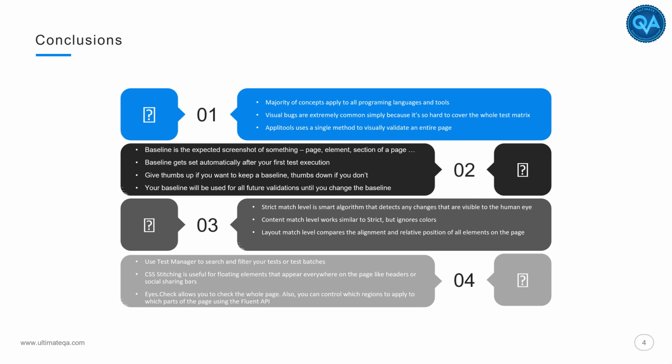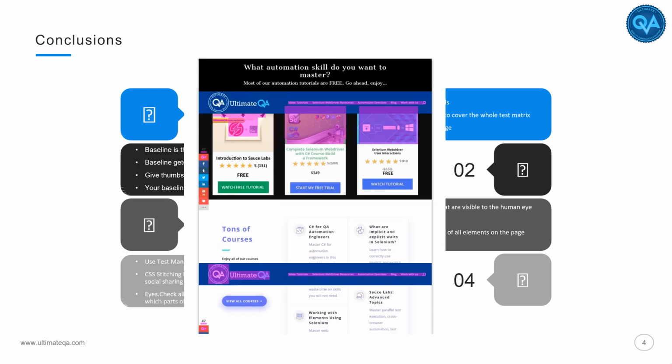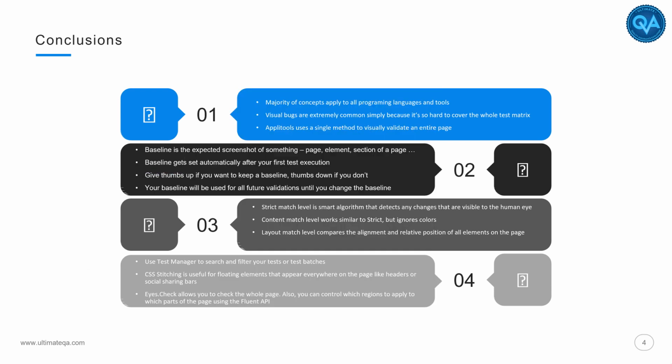You also learned that CSS stitching is useful for floating elements that appear everywhere on the page. With the Ultimate QA website, you saw the headers and the social sharing bar. That was where CSS stitching helped us for that to not appear on every single page whenever we were doing our full page screenshots. You also learned the eyes.check method that allows us to check the entire page.